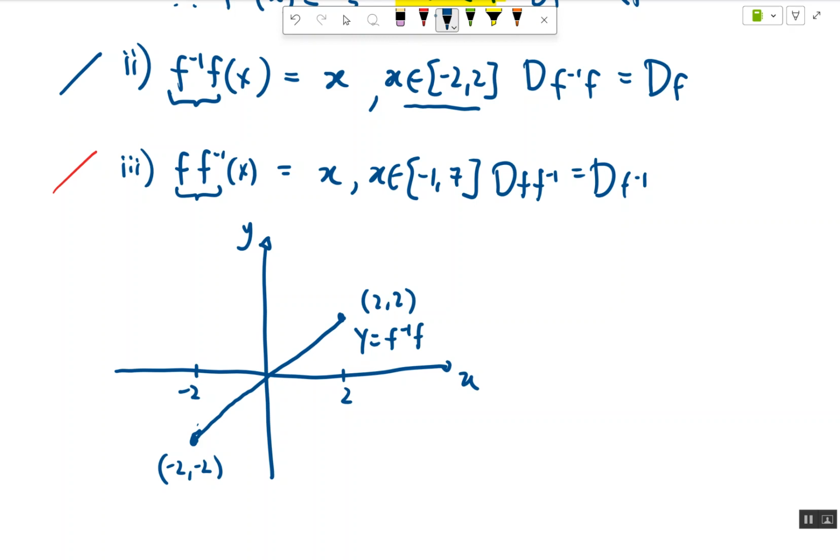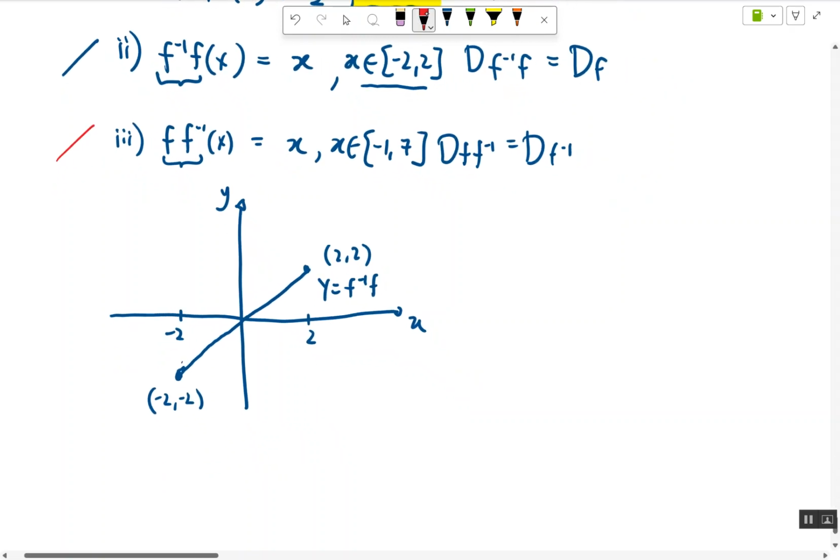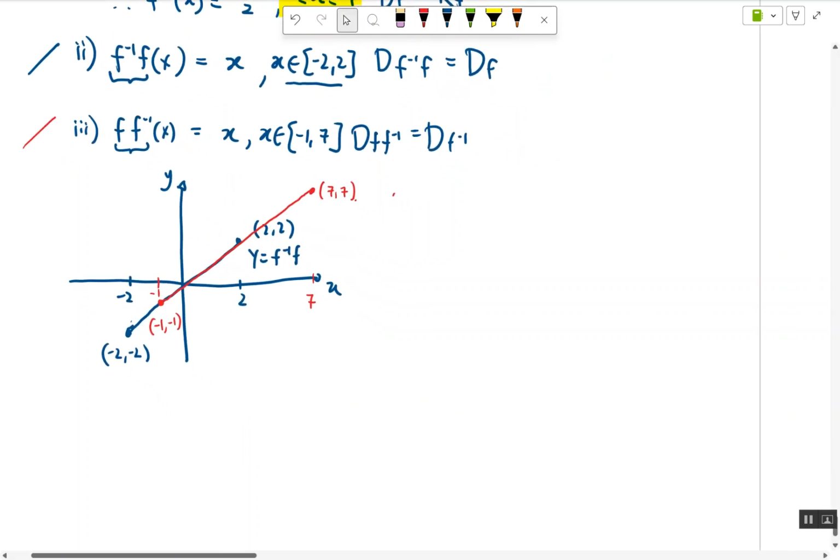However, for the red one, the domain is from -1 to 7. So now I'm going to put -1 here, and then I'm going to put 7, which is quite far away. When x is -1, it must lie on top of this line, and go beyond the 2 to here. So this will be -1, -1, and this will be 7, 7. So these are two different functions just because their domains are different.